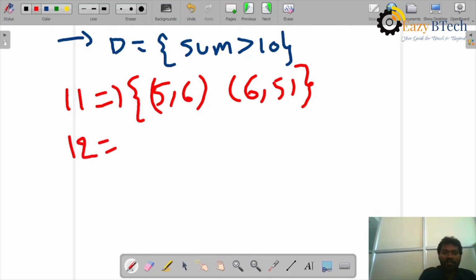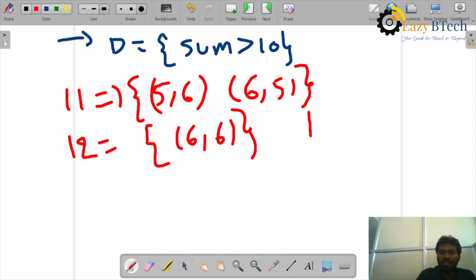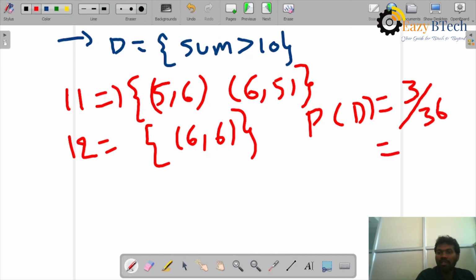And the next one is 12. 12 means here also 6 comma 6. So totally how many chances? 2 plus 1, totally 3. So your probability of getting D is equal to 3 by 36. That means 1 by 12 is my probability of getting the sum greater than 10. So we can define any number of events here of your own choice, but for every event you should find that probability.